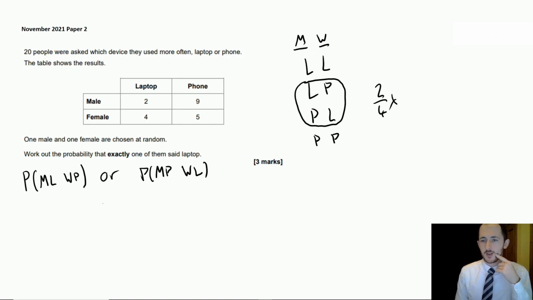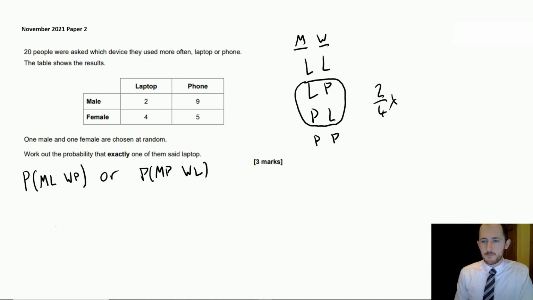Because if we have a look, these numbers are all different. They're skewed. Men have far fewer laptops than phones, or they've voted for it less. And women, they're a bit closer to 50-50. So we can't say it's just 2/4, because they aren't equally likely. This isn't like throwing a coin. Okay, it's not equally likely. So, let's work it out.